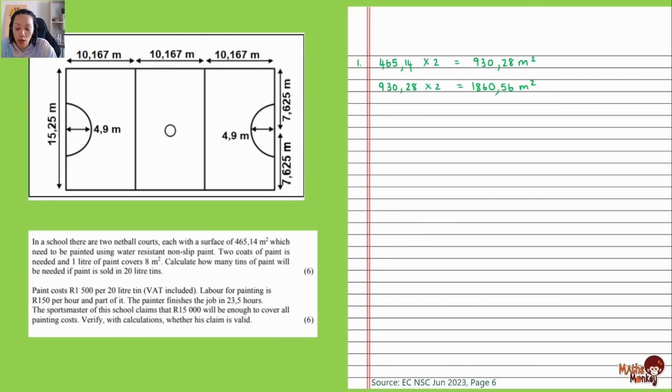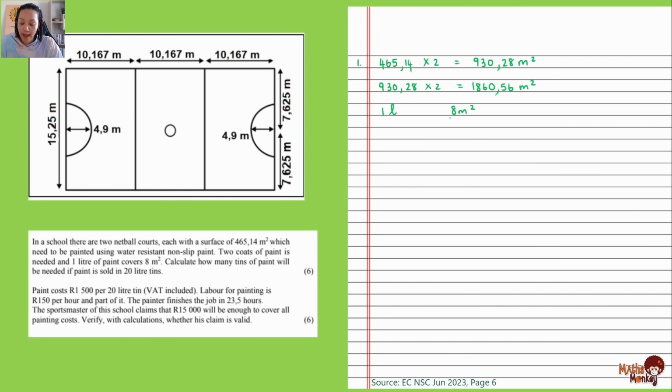Now that we know what is the area we're going to be painting in total, now we can go to doing the calculations. So it says here that 1 liter covers 8 meters squared, right? These conversions will always be given to you in a test situation, so you don't have to study what the conversions are. And you'll see for every question, depending on what the paint is, will be different. So just make sure that you know how to apply them, right?